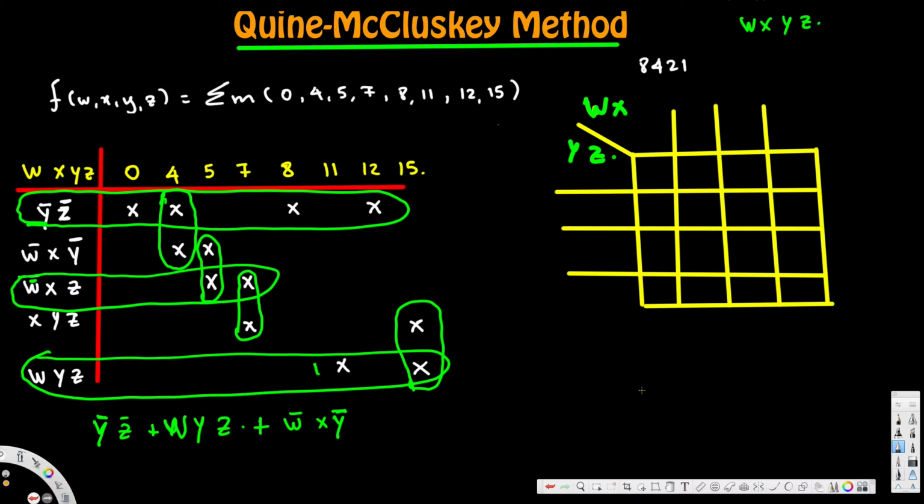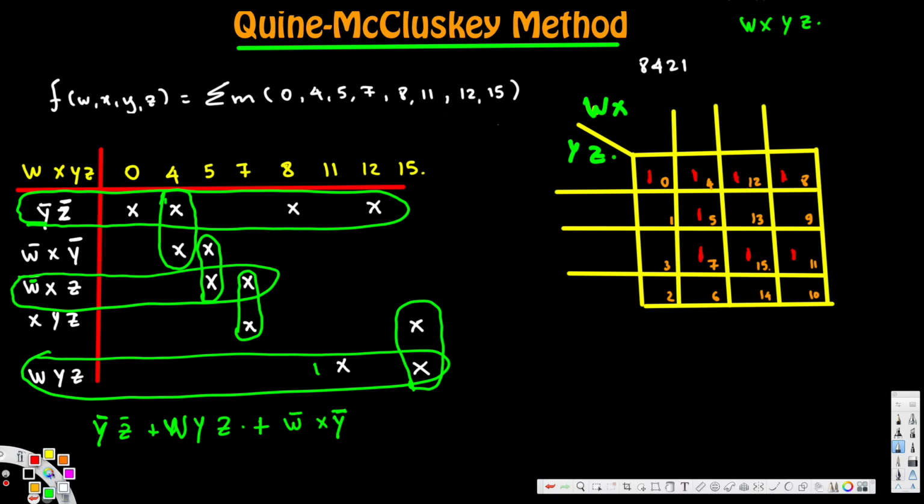Now the next thing is we have to look at the location. This is 0, 1, 2, 3, 4, 5, 6, 7, 8, 9, 10, 11, 12, 13, 14, 15, and then let's look at the min terms. At 0 we have a 1, at 4 we have a 1, at 5 we have a 1, at 7 we have a 1, at 8 we have a 1, at 11 we have a 1, at 12 we have a 1, at 15 we have a 1.